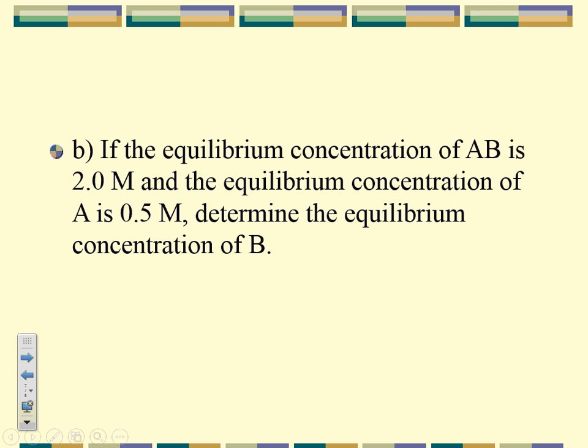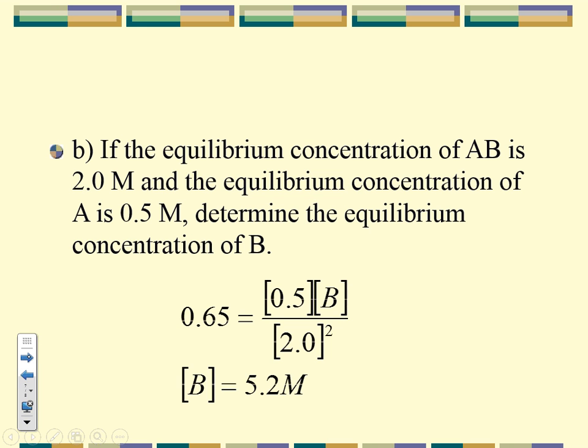Part B is giving us some additional information. It's saying if the equilibrium concentration of AB is 2 molar and the equilibrium concentration of A is 0.5 molar, it wants us to determine what the equilibrium concentration would be of B. Now this just becomes a math problem. All you have to do is plug in the numbers, rearrange the equation, and solve. So 0.65 is equal to 0.5 times B over 2 squared. Everyone here should be fully capable of rearranging this equation to get the proper answer. By doing so, you get the concentration of B to be 5.2 molar.